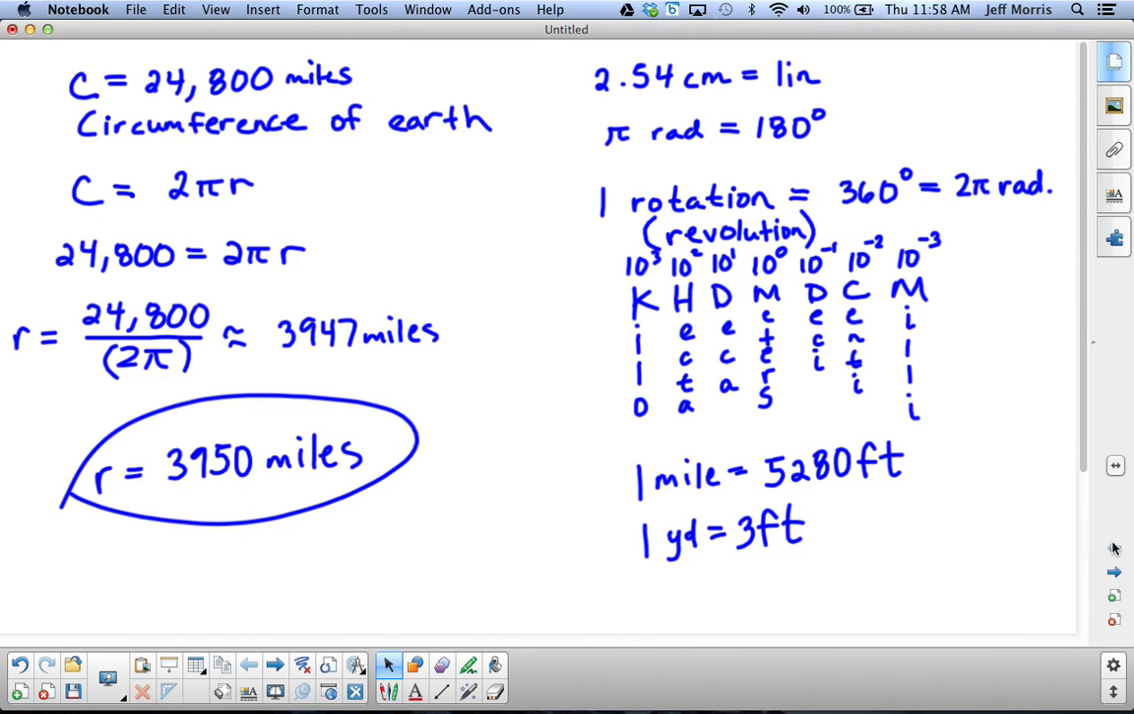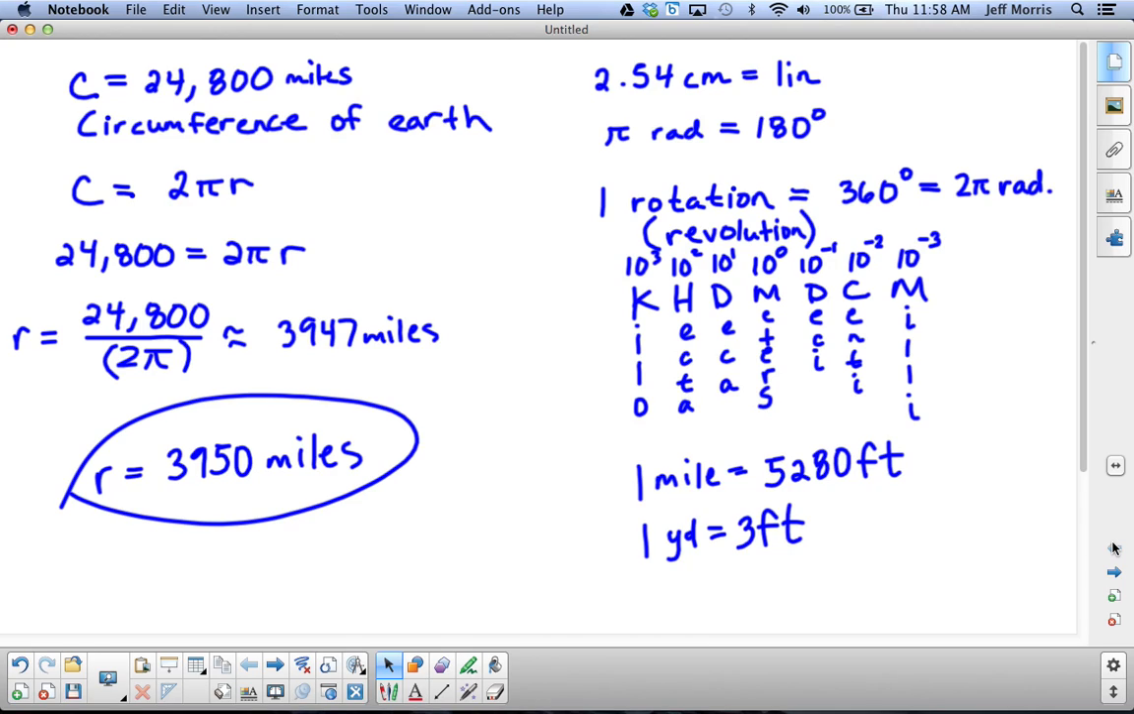Now, go back over here just a second. I've got a bunch of conversions you need. There you go, write them down. All right, here's the conversions you're going to need. I've got the circumference of planet Earth. The circumference of planet Earth happens to be 24,800 miles. Is it as big as you expected?